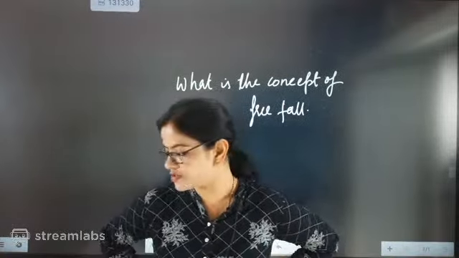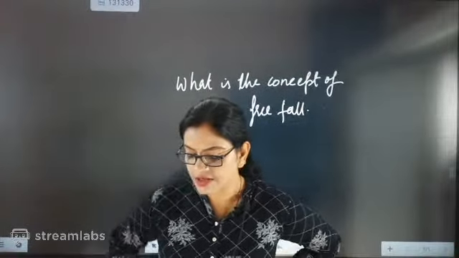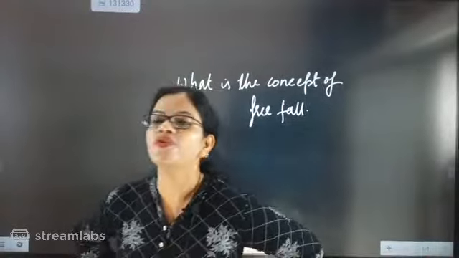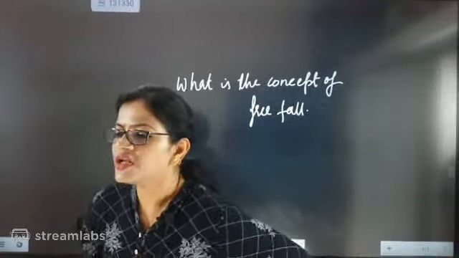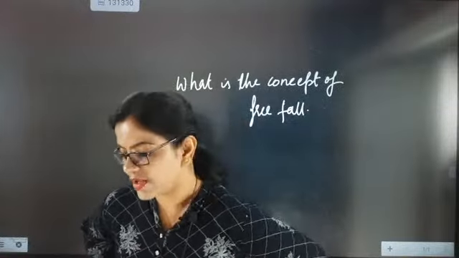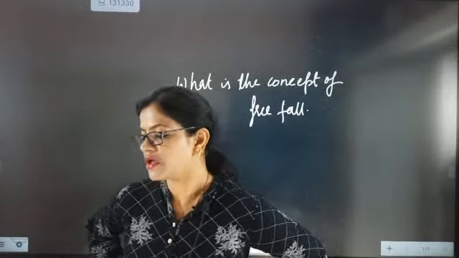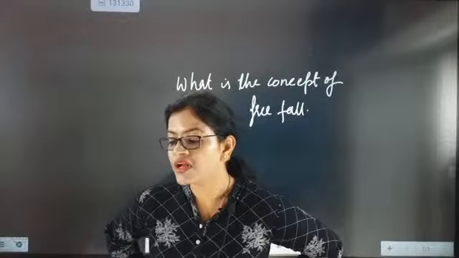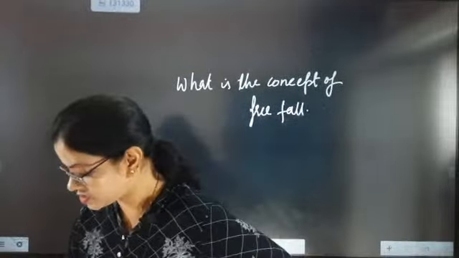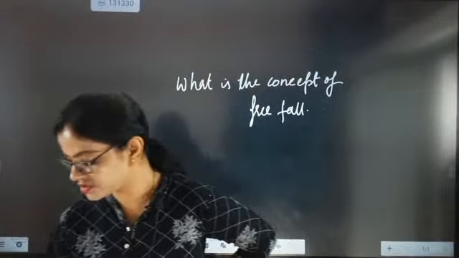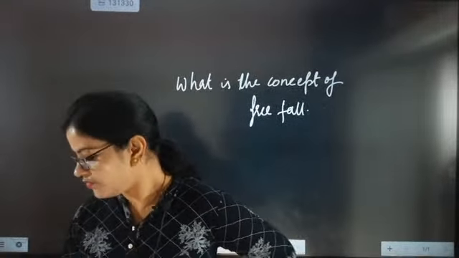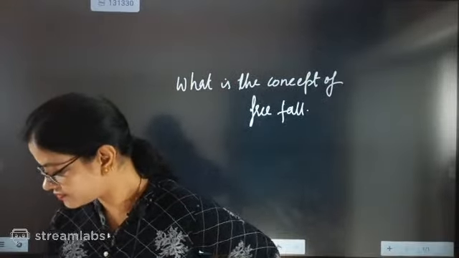Now one last question I'm going to ask from this. In the vacuum concept, one feather and one coin were there. They were both thrown from a height at the same time. When they hit the ground, which one will hit the ground first? Means I just want to ask which one will hit the ground first?